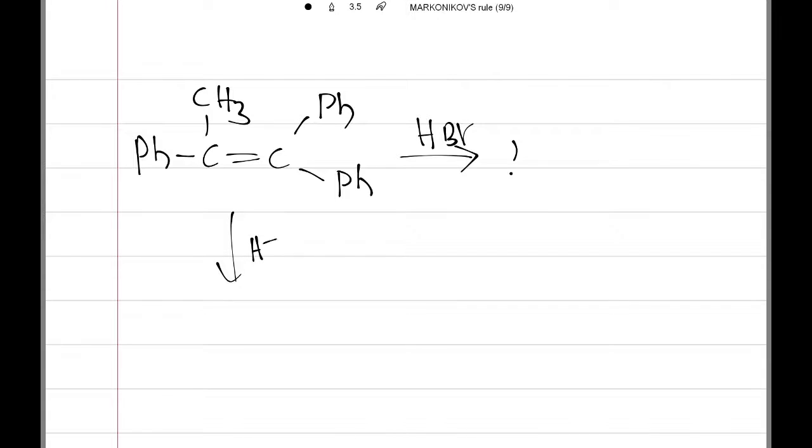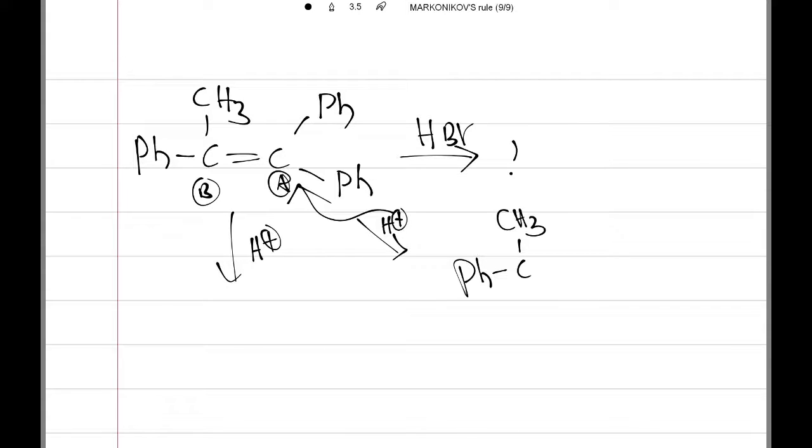If H plus attack takes place, there are two different conditions: one is the A condition, the other is the B condition. Assume this is the A carbon. If it attacks here, what intermediate can we get? PhC, here it is CH3, and here we get the positive charge, with Ph and hydrogen.